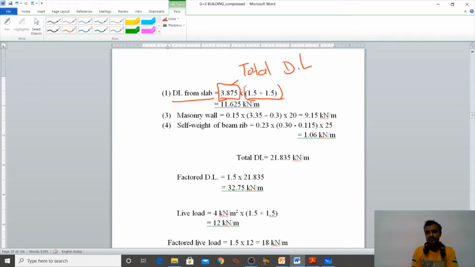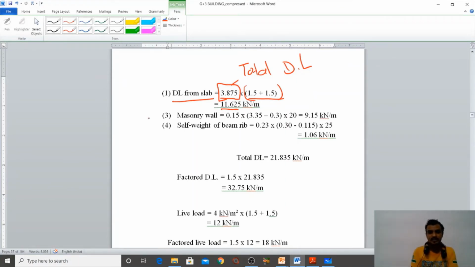So here is 3.875 into 1.5 plus 1.5. So the dead load from the slab is 11.625 kilonewton per meter.